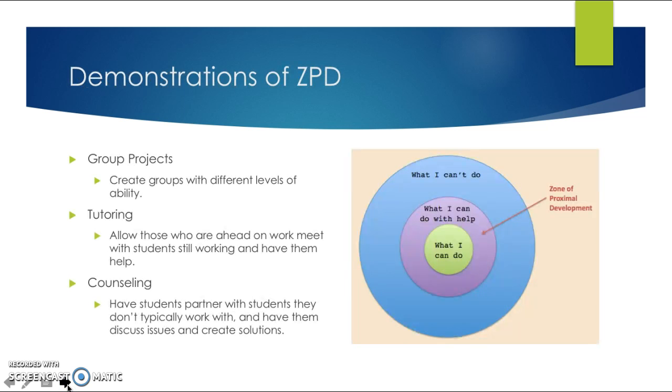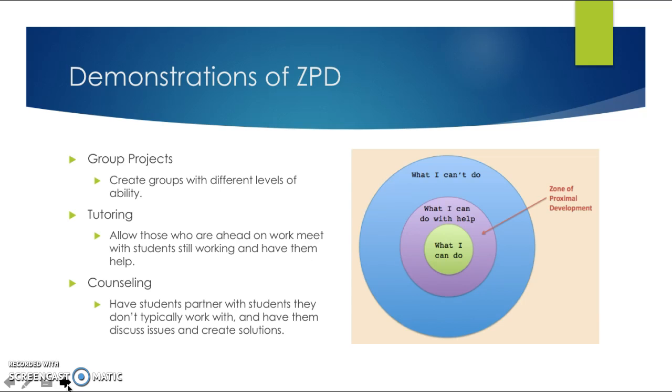So, demonstrations of ZPD. Group projects. You would want to create groups with different levels of ability. So, you want some kids that are kind of unsure with kids that are really understanding it and really getting the information. Peer tutoring: allow those who are ahead on work to meet with students still working and have them help. Then counseling: you can also have students partner with students they don't typically work with and have them discuss issues and create solutions to that.